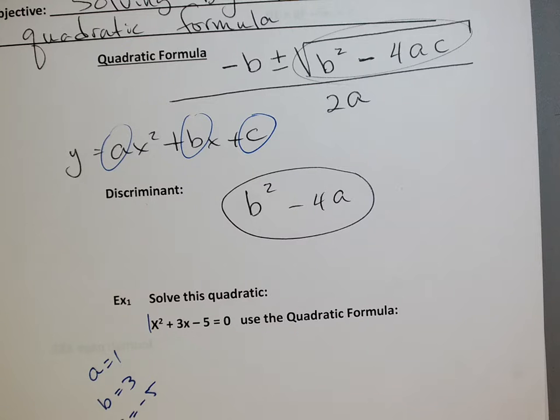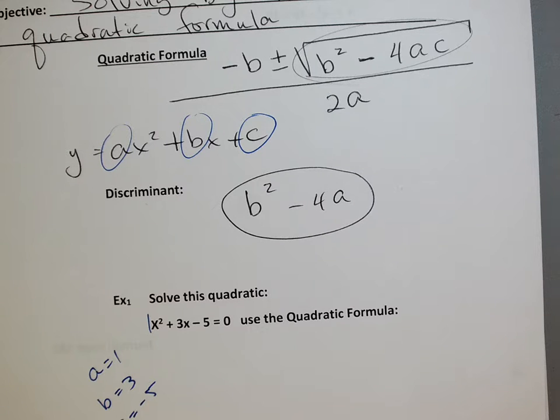If this answer is negative, you have no answers. If this answer is 0, you only get one answer. If this answer is positive, you get two answers. That's all it says. So again, if this whole thing is negative, you'd have a negative square root, no answer. If this equals 0, you just have one answer, and we'll show this. And if this turns out to be positive, you get two answers.